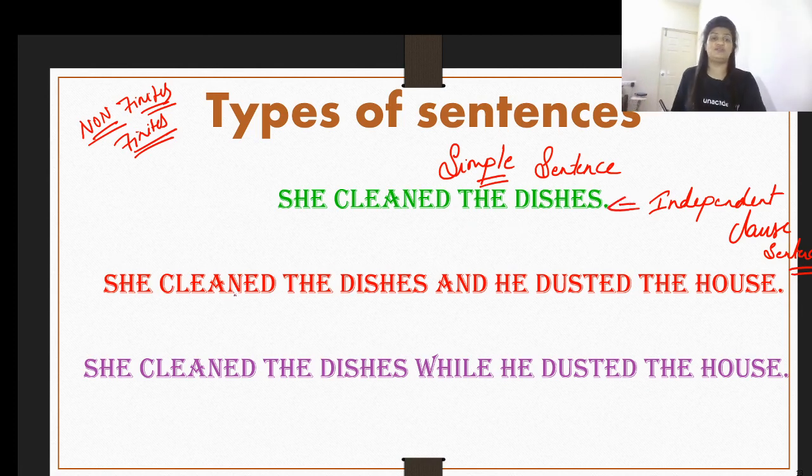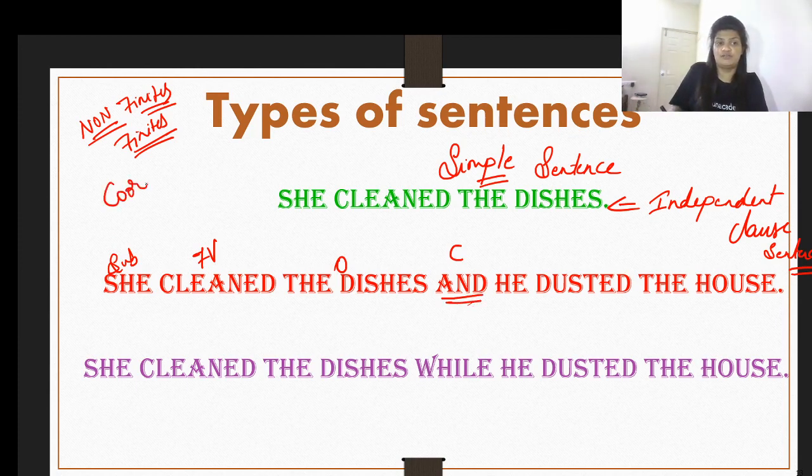Now let us move on to the next sentence, which is, she cleaned the dishes and he dusted the house. Now here, let us analyze the statement. What do we have first here? This is our subject. This is our finite verb. This is our object. What is this? It is our conjunction. What type of conjunction is it? This is our coordinating conjunction.